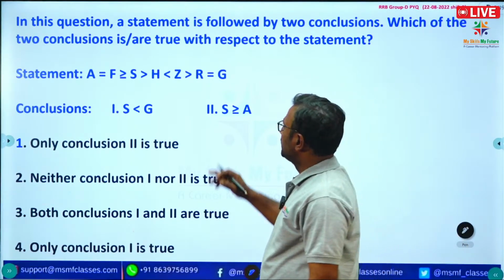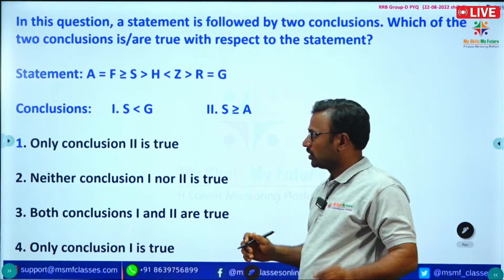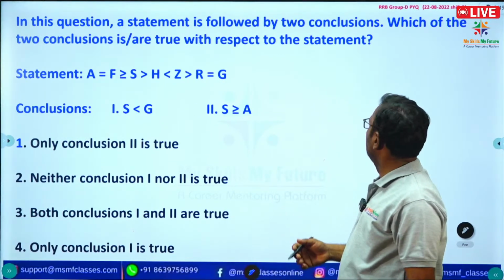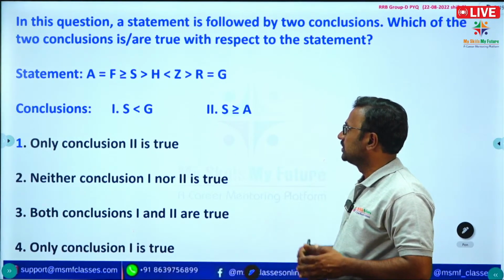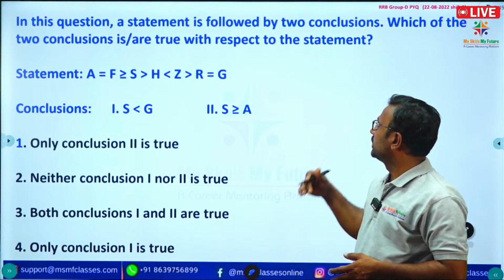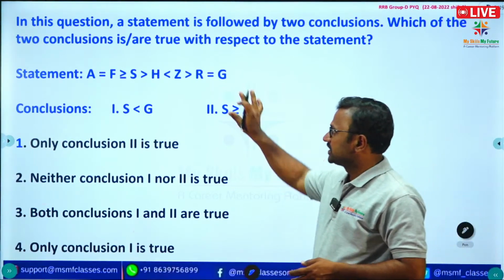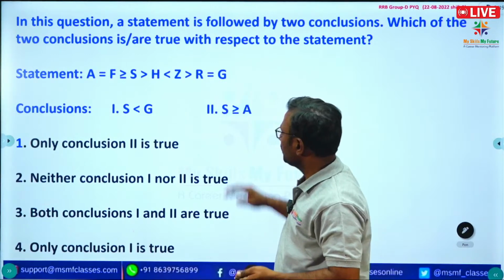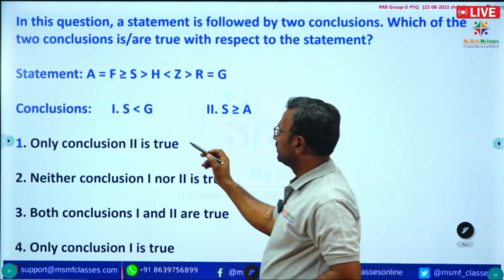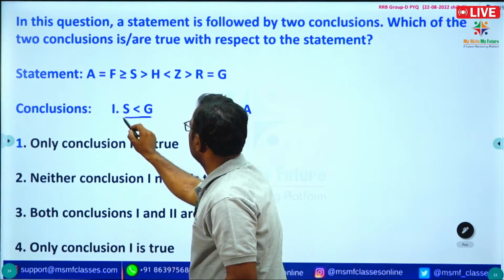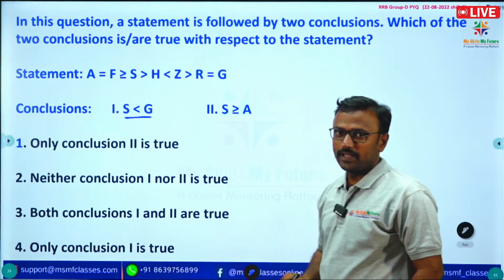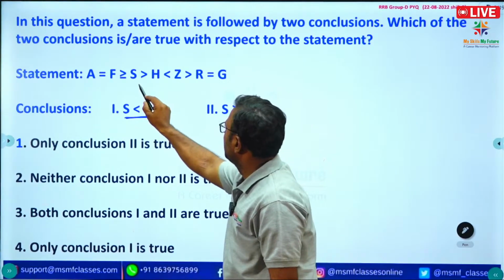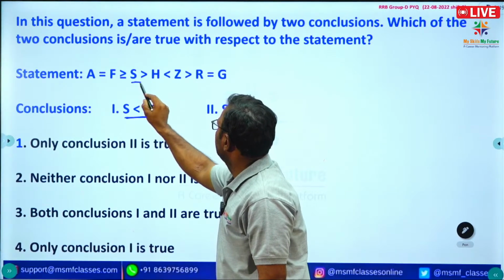In this question, a statement is followed by two conclusions. Which of the two conclusions is true with respect to the statement? See, the statement is here, and the two conclusions are here. See the first conclusion: S less than G. So, here we have S, and here we have G.